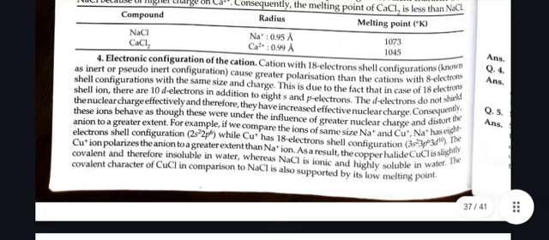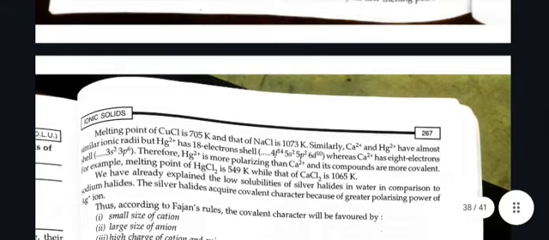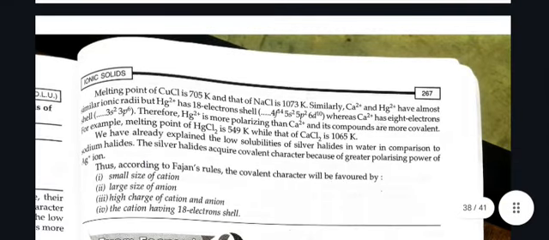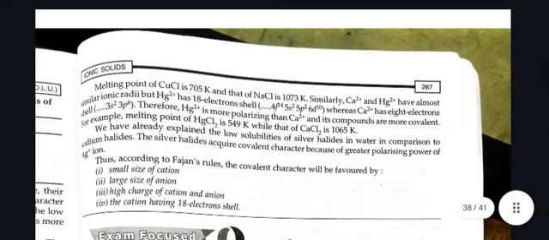Similarly, Ca2+ and Ag2+ have almost similar ionic radii, but Ag2+ has 18 electron shell 4f14 5s2 5p2 6d10, whereas Ca2+ has 8 electron shell 3s2 3p6. These are the valence shells. Therefore, Ag2+ is more polarizing than Ca2+ and its compounds are more covalent. For example, the melting point of AgCl2 is 549 Kelvin while that of CaCl2 is 1065 Kelvin.